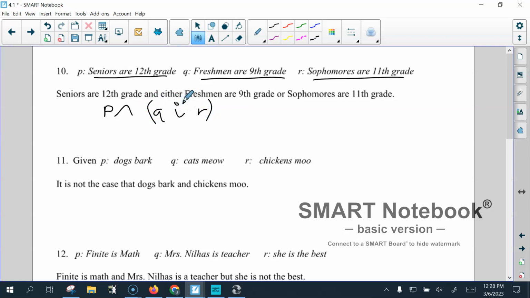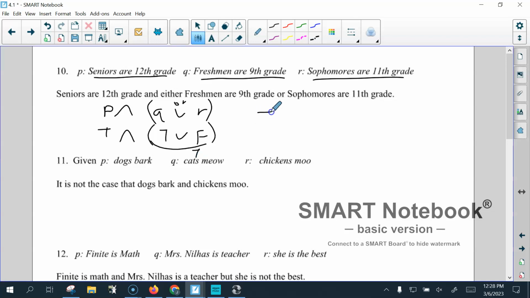So now we start breaking it down. Seniors are 12th grade. That's a true statement. And, then we have Q, which is our freshmen or 9th grade. That's a true statement. Or sophomores are 11th grade. Well, that's a false statement. They're 10th grade. We all know that. Okay. So now we break it down. This ends up being true because as long as one of the ors is true, the whole thing's true.